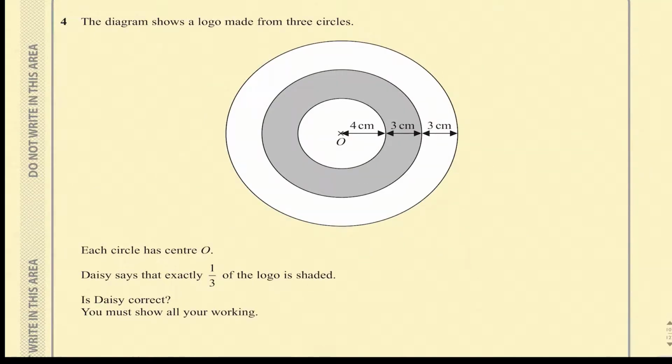Question 4. Again, read the questions carefully. The diagram shows a logo made from 3 circles. Each circle has center O. Daisy says that exactly 1/3 of the logo is shaded. Is Daisy correct? Again, we must show our working.